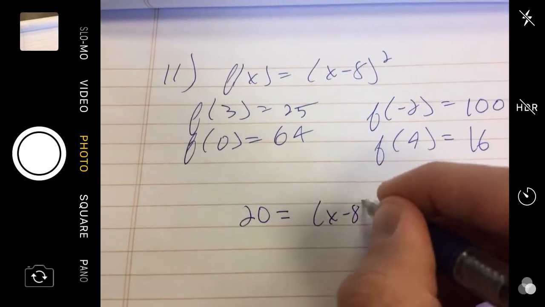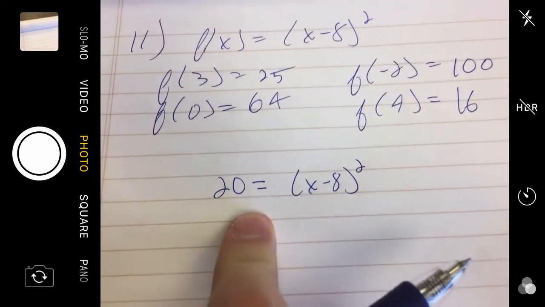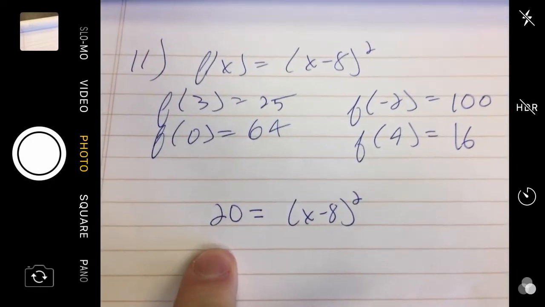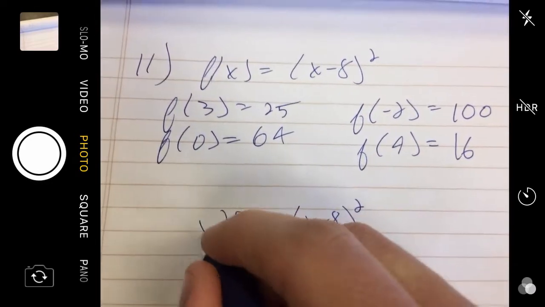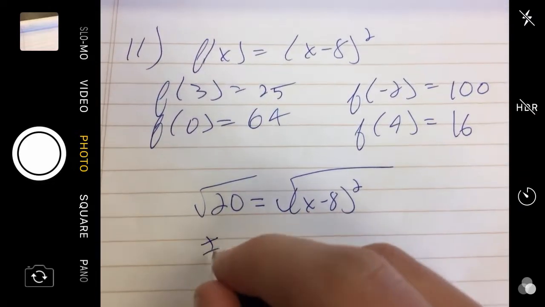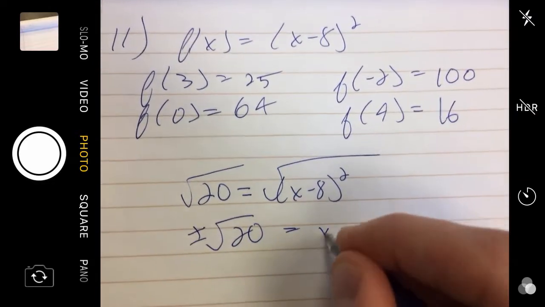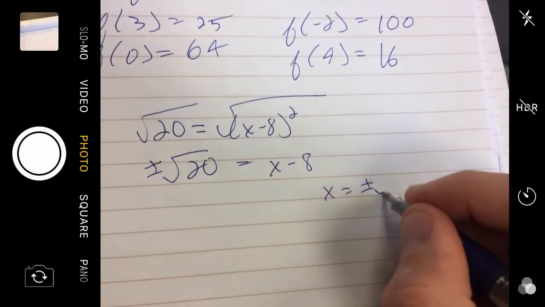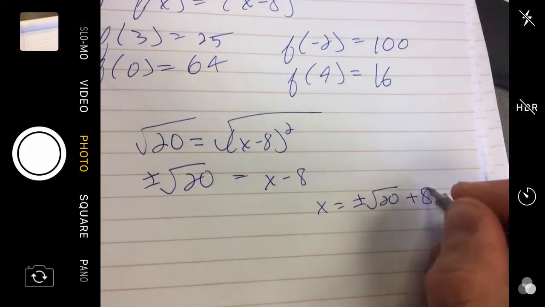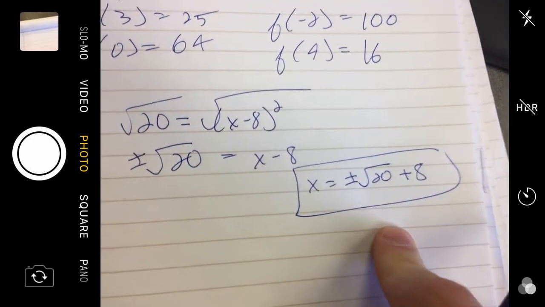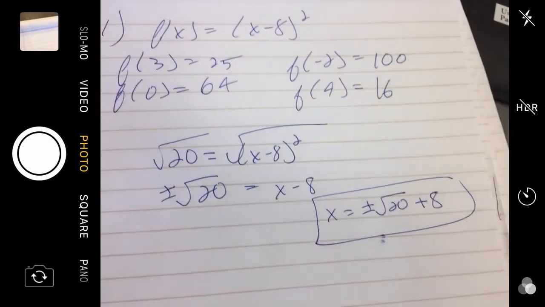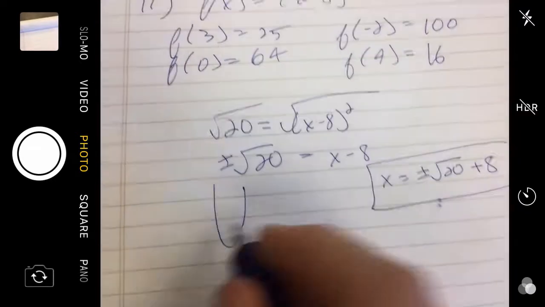So x minus 8 squared. That's what we're trying to find. Just again, let f of x equal 20. Then you'll find the input to get that as an output. We'll take the square root of both sides. So that'll be plus or minus square root of 20 equals x minus 8. Add 8 to both sides. So x equals plus or minus square root of 20 plus 8. And that's your answer. That is the most correct unrounded answer. That's 2 answers, by the way. There's plus or minus there. And that makes sense because it's saying there's a parabola.